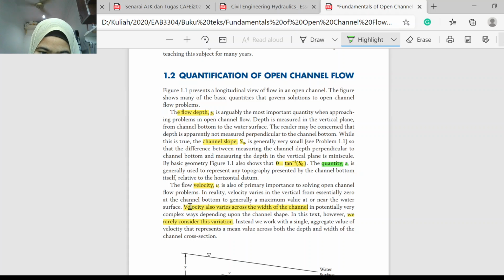Velocity also varies across the width of the channel in potentially very complex ways depending upon the channel shape. In this text, however, we rarely consider this variation. Instead, we work with a single aggregate value of velocity that represents a mean value across both the depth and width of the channel cross-section.